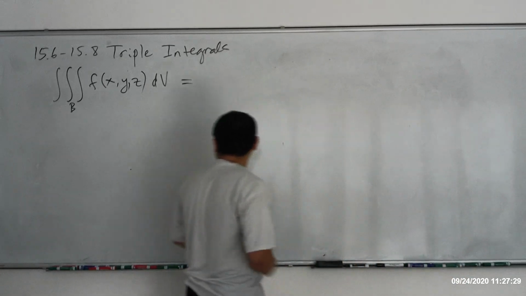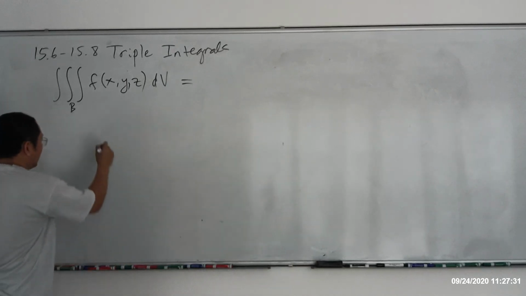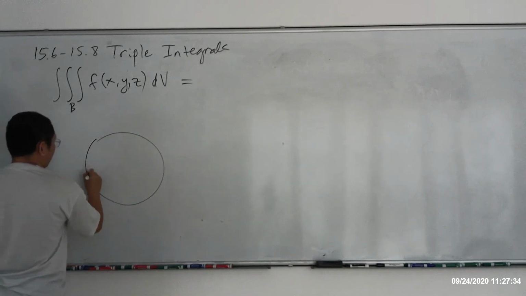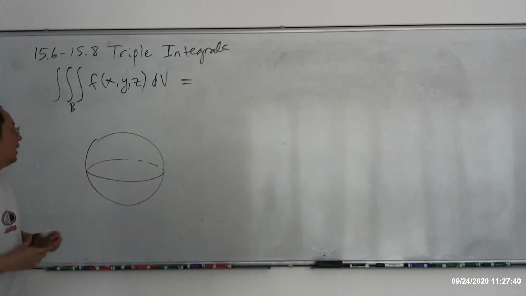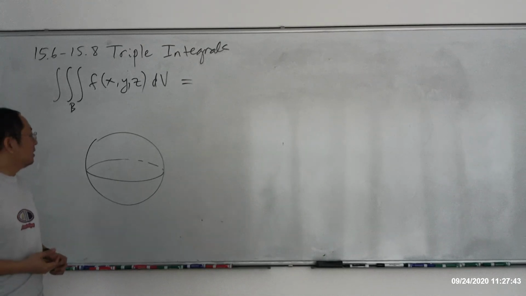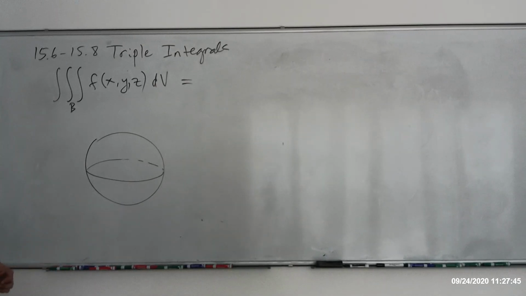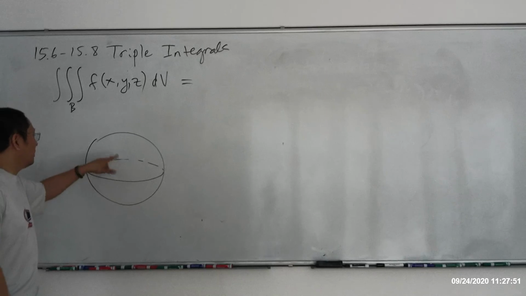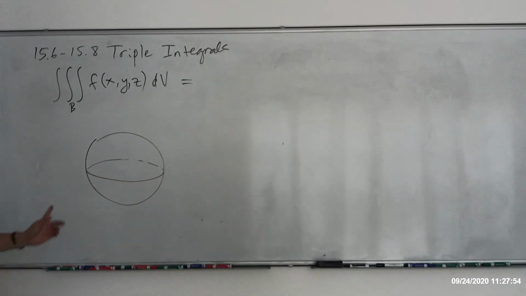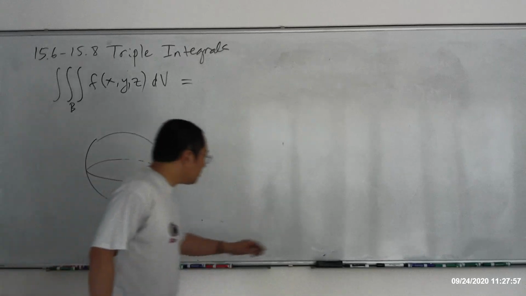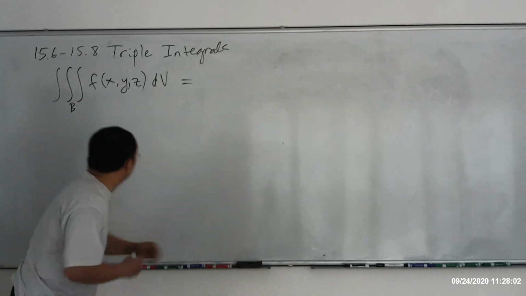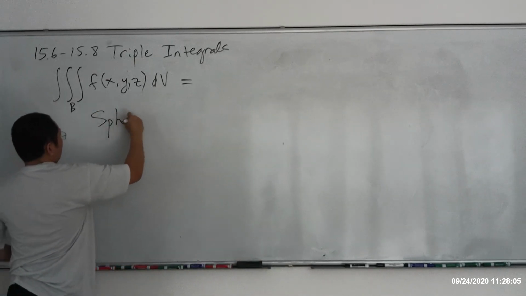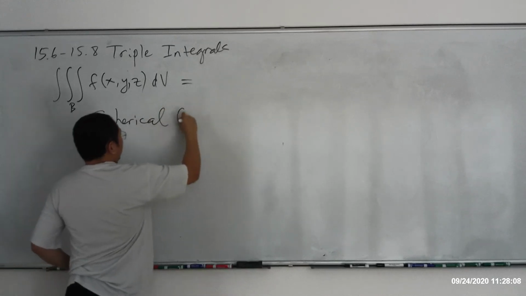Last type. In this type, you see the box B, like a sphere. Of course, you can use rectangular coordinates dx, dy, dz, or you can use cylindrical coordinates r, d theta, dz to solve. But it turns out it's not as effective as the third type of coordinates that I'm about to show you right here. This one is called the spherical coordinate.